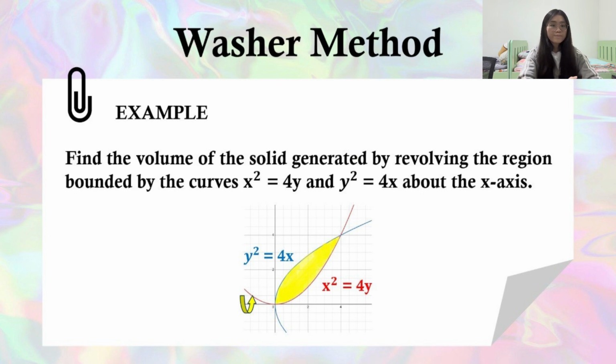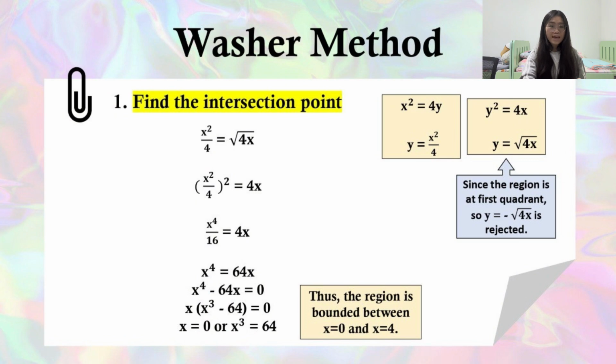The curve in blue color is y squared equals 4x, while the curve in red color is x squared equals 4y. And you can see that the two curves are revolving around the x-axis from 0 to 4. Suppose that without the graph, we don't know the intersection points between the two curves. So for the first step, we need to find the intersection points.